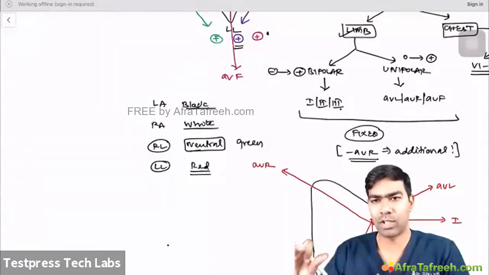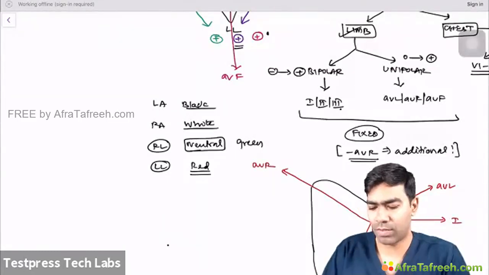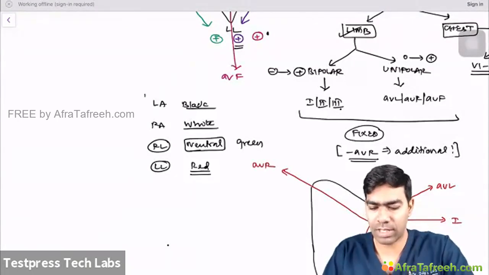So that's like a neutral lead, which will have a green color, and the left leg will have the red color. So these are the color codings.